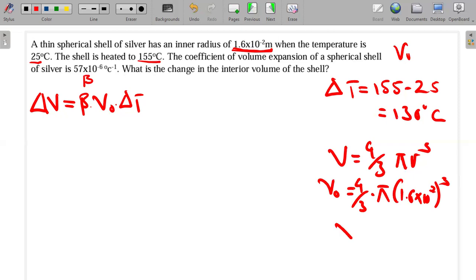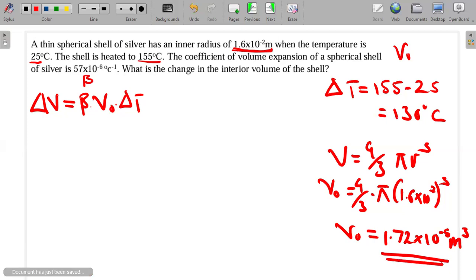That means my initial volume will be equal to what? Let me just plug this into my calculator. My initial volume is 1.72 times 10 to the power minus 5 cubic meters. That is my initial volume. So if that is the initial volume, then I can just plug it into the equation that I've written here in order for us to calculate the change in volume of this interior.